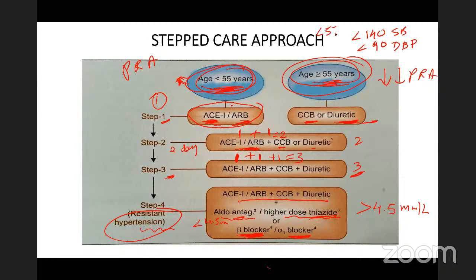Okay, less than 55 years. This is the target reduction of BP, with or without kidney disease or diabetes.